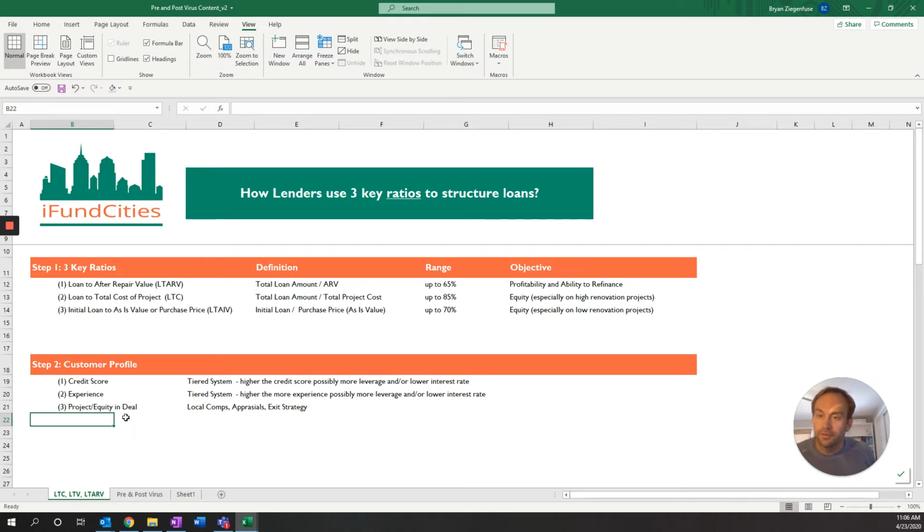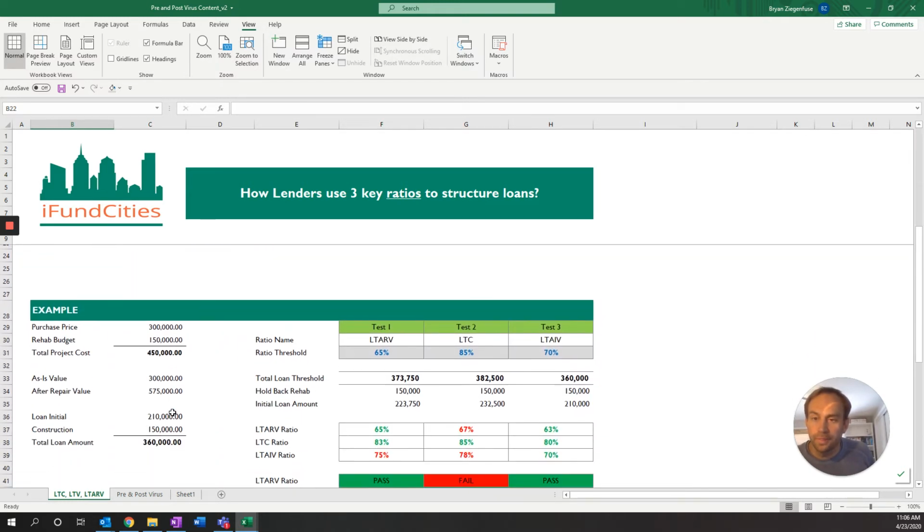a fix and flip. So this is how a lender will use that information, these three main pillars, in order to determine what those thresholds are for the three key ratios. So let's walk through an example quickly.